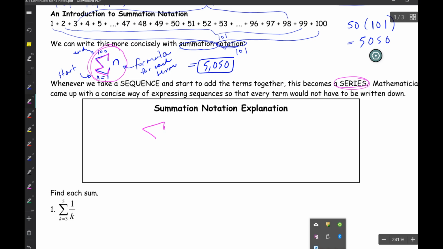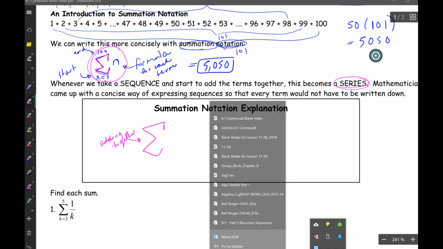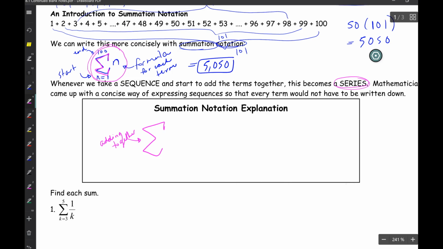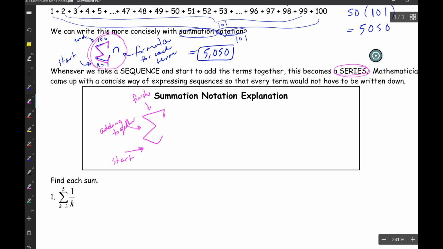This little sigma symbol represents adding together. The number at the bottom tells you where to start. The number at the top will tell you where to finish. And whatever goes here is the formula used to generate each term.